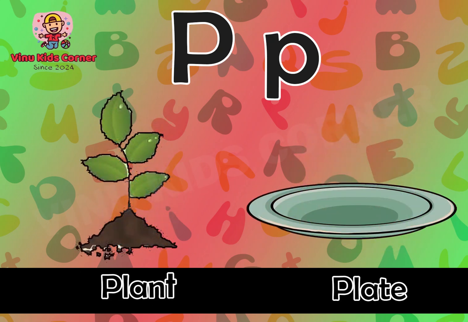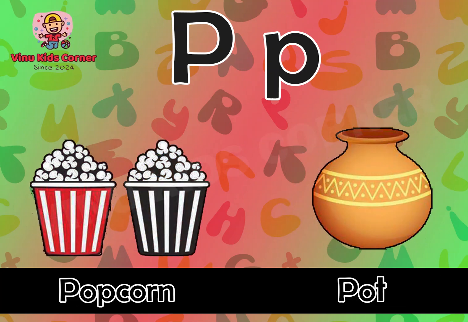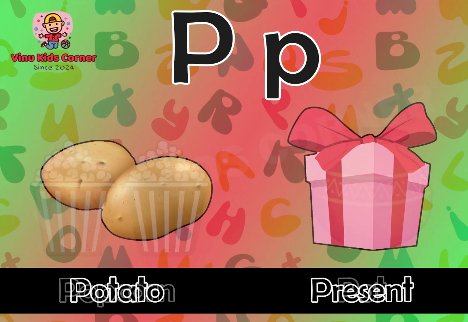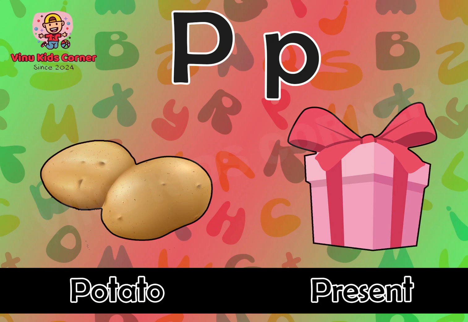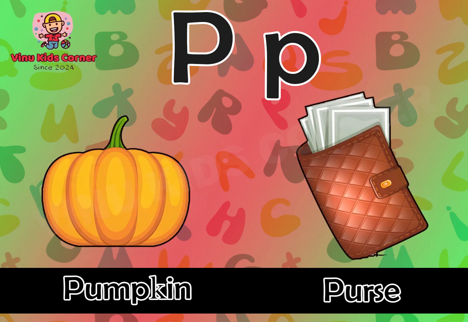P is for plant. P is for plate. P is for plum. P is for pomegranate. P is for popcorn. P is for pot. P is for potato. P is for present. P is for printer. P is for pudding. P is for pumpkin. P is for purse.